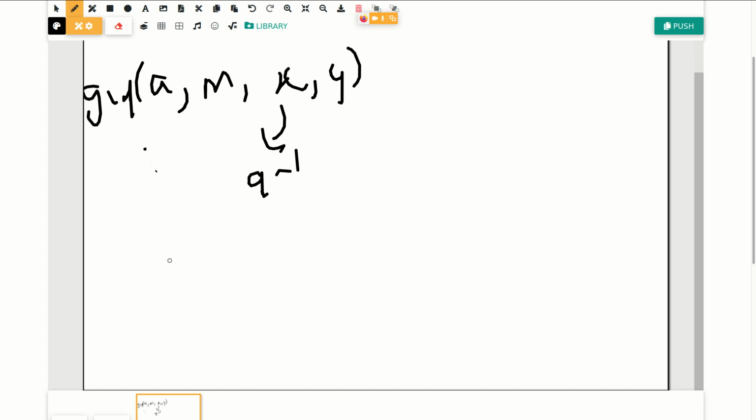Because the GCD of A and M is 1. Right? The GCD of A and M, we assume it to be 1. So when you look at A into X plus Y into M is equal to 1, and then you take mod of M on both sides, you get your modular inverse definition. Did everyone get what he meant? I'll repeat what he said.